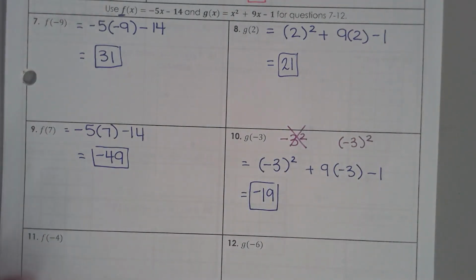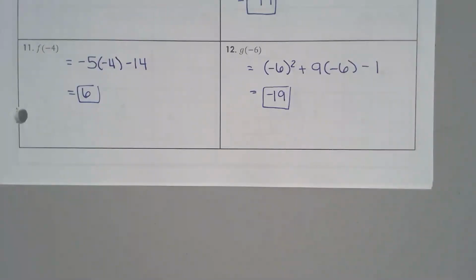All right, so try numbers 11 and 12 on your own or with your table groups. Make sure you all agree. All right, do you all agree with me on numbers 11 and 12? Easy. Let me look. Very difficult.